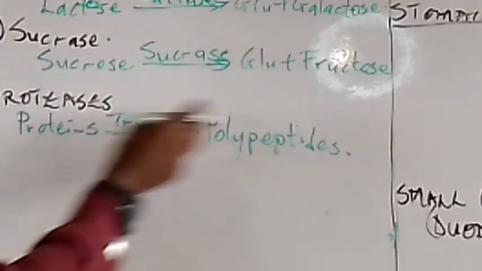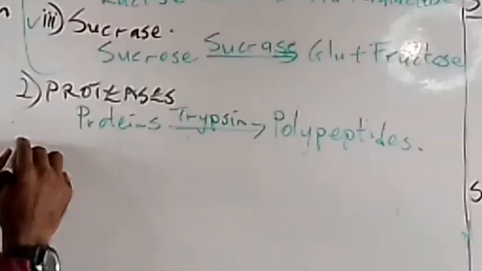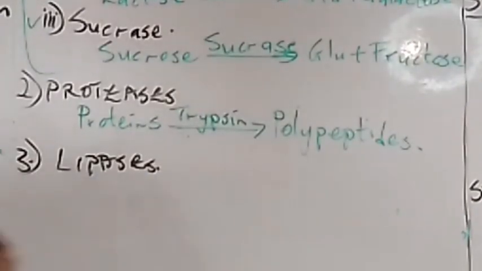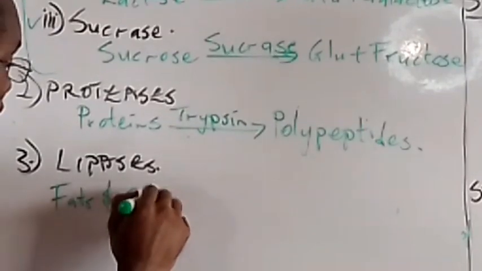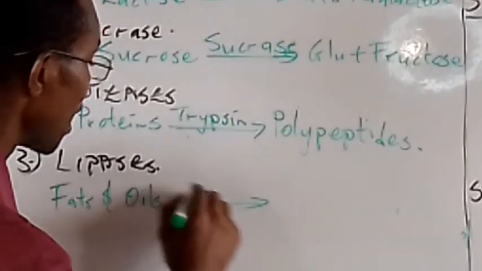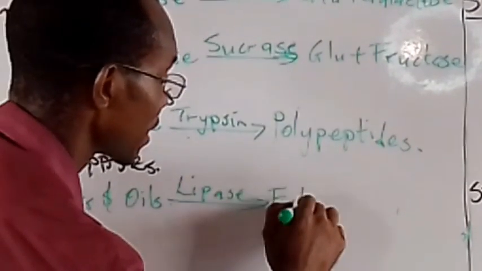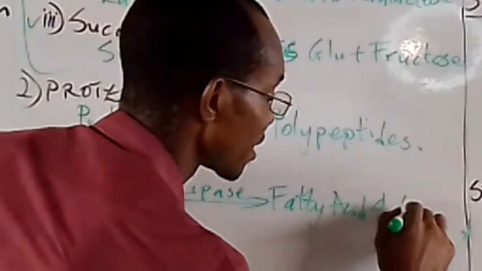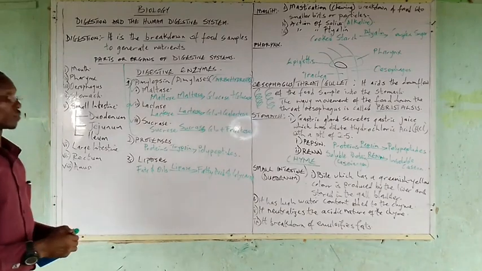Trypsin converts proteins to polypeptides. And then we have the third one, which is the lipase. The lipases act on fats and oils, converting them to what we refer to as fatty acid or glycerol. That is what it converts them to.